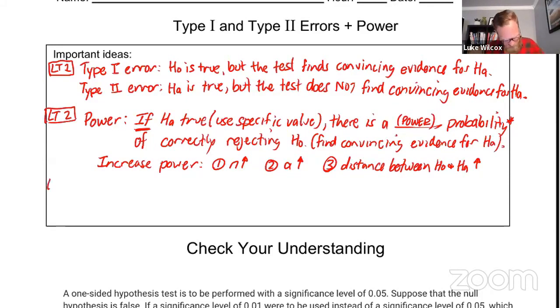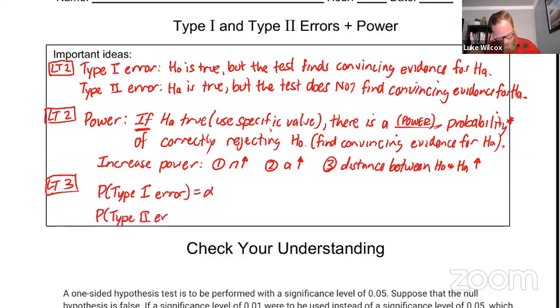And finally, learning target number 3 was to understand the relationship between all 3 of these things that we're talking about. So here were the important things you need to take away. First of all, the probability of a type 1 error is just equal to the significance level alpha. The other thing that we determined was that the probability of a type 2 error added to the power of the significance test has to add up to 1. So if you're given the power, you should be able to find the probability of a type 2 error. If you're given the probability of a type 2 error, you should be able to find the power.